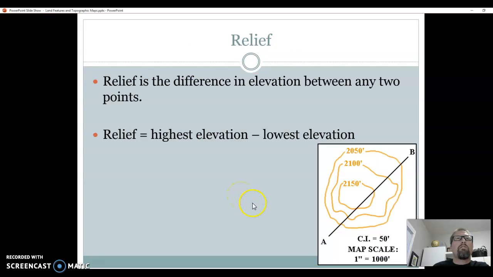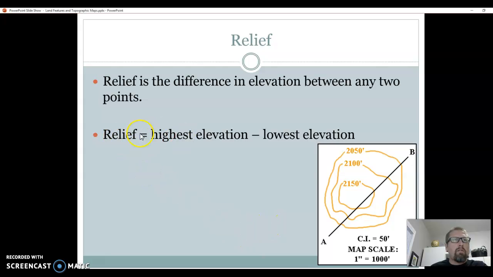So relief is simply calculating the difference between the highest elevation point minus the lowest elevation point. So in a simple map here to the right, the highest that we have here would be the 2150 minus the 2050, and so the relief would be 100 feet. So normally those 2 points would be given to you. If you're looking at a large map and somebody's asking about the relief, technically you would find the highest elevation point and the lowest elevation point.